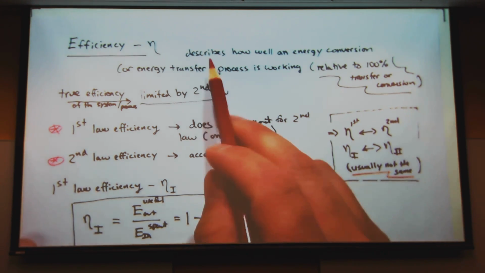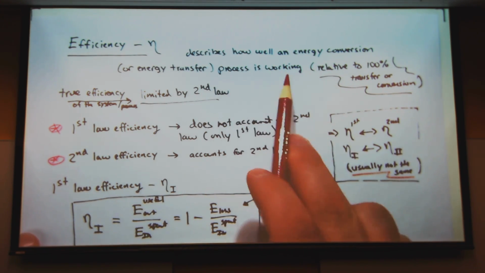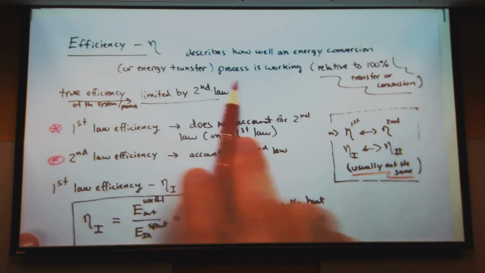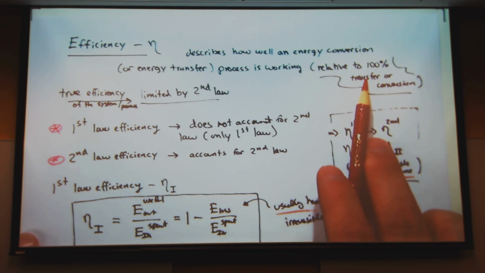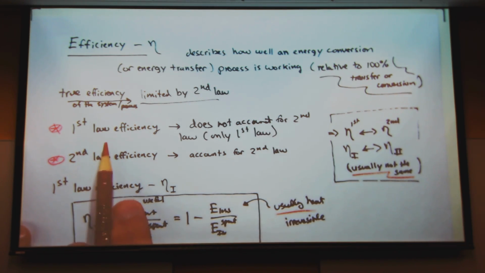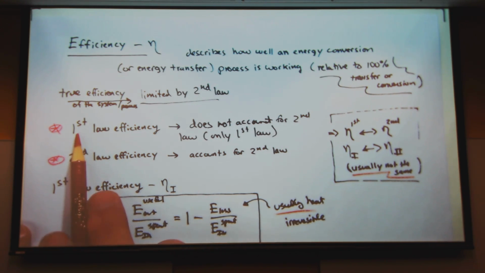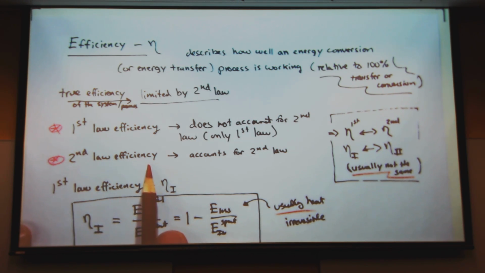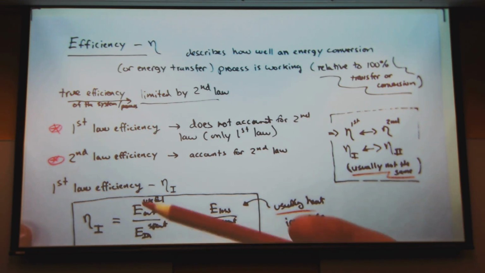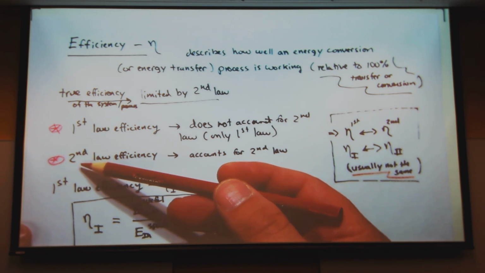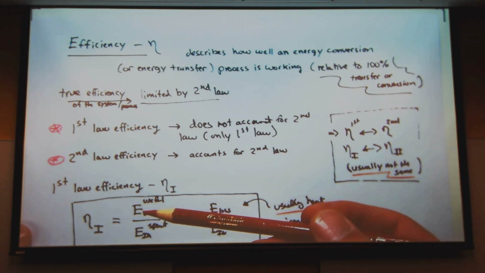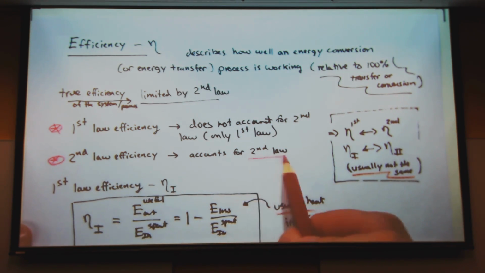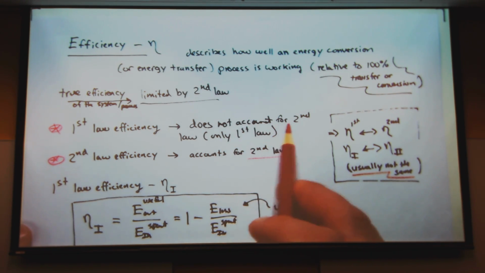So efficiency, I said this before, describes how well an energy conversion or energy transfer process is working relative to 100% efficiency. Now, I mentioned that there are two main efficiencies: the first law of efficiency and the second law of efficiency. If you go based off the textbook, you're not going to read about the second law of efficiency until chapter 8. That's why I'm introducing it now in chapter 2, because it's equally, if not more, important than the first law of efficiency. It's just more complicated, and it deals with the second law. The first one also deals with the second law, but not directly.